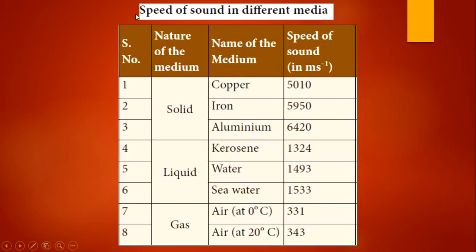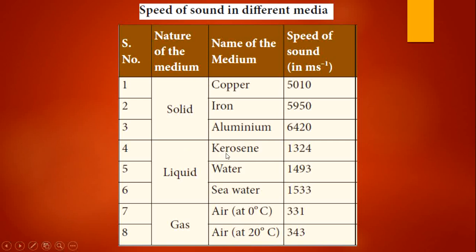Now, let us see the speed of sound in different media. We can consider the medium solid, liquid and gas. In this tabular column, we can see the speed of sound in different media. In solid, we take the medium as copper, iron and aluminium. The speed of sound in copper is 5010 m/s. The speed of sound in iron is 5950 m/s. The speed of sound in aluminium is 6420 m/s.